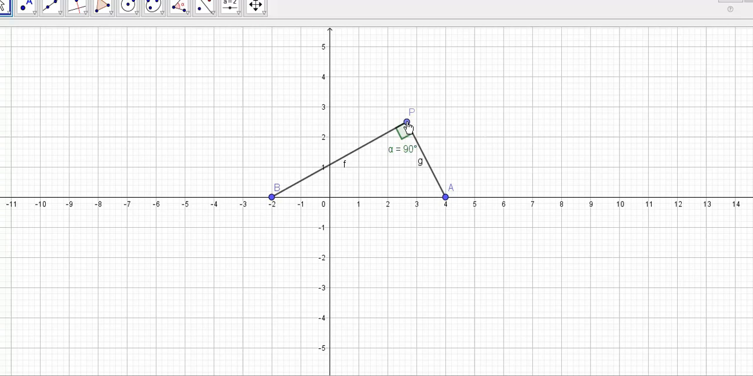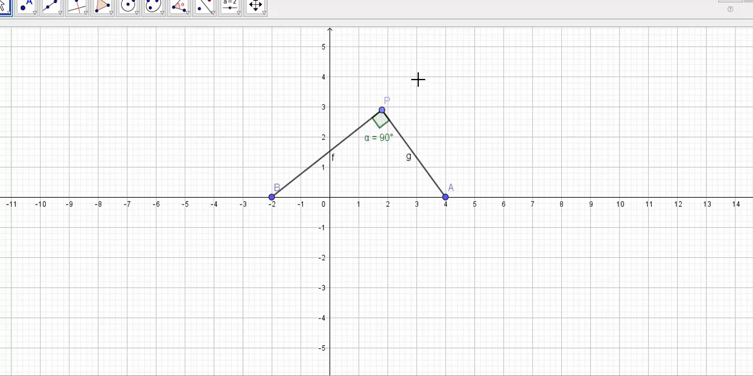I need to say the set of all points that describe P at any position such that the angle BPA is always 90 degrees, right? You see how it works, right? That this angle always has to be 90 degrees. So I have to find a way to describe P so that all possible values of P follow this specific rule.